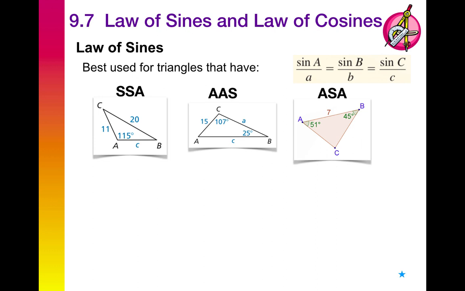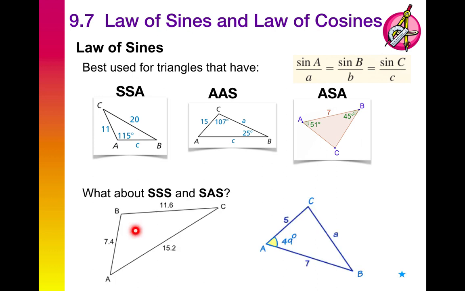So the Law of Sines was perfect for a couple of these scenarios. One is side-side-angle. Another is angle-angle-side, and then finally angle-side-angle. But what happens if you have a triangle that has 3 sides, but we don't know any of the angles? Or we have a triangle that has 2 sides and the included angle? Well, the way that we can solve that problem, because we can't use the law of sines in these cases, is the law of cosines.